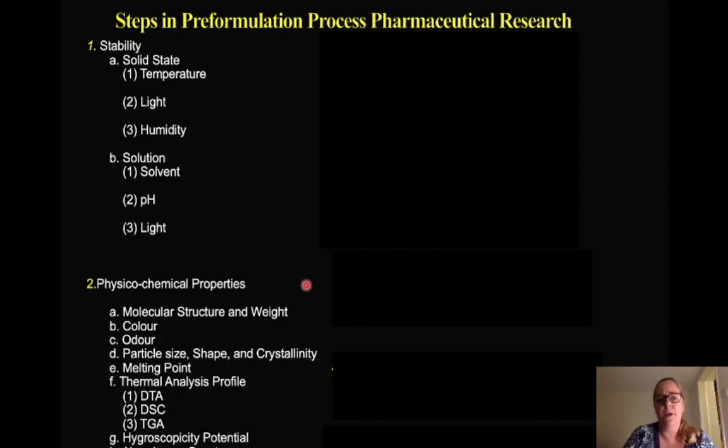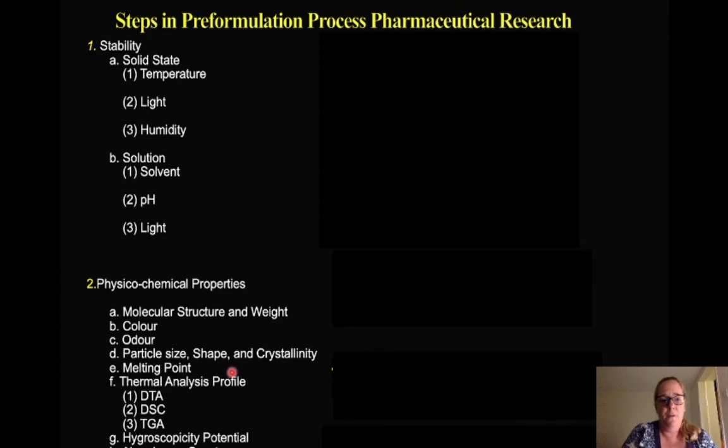Also the physical chemical properties, so things like the molecular structure, the weight, the colour. Often if you've got a tablet and it's a brown colour, it might be a bit off-putting. Also the odour, the smell. If the smell is not good, you need to think about it. The particle size is really important, because the smaller it is, maybe it can pass through the blood-brain barrier, for example. The shape and the crystallinity, which we'll look at in a moment.